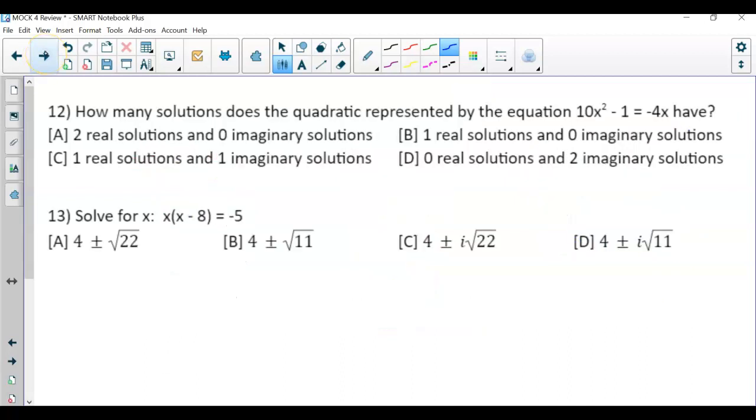Then question number 12 and 13. Then here I'm going to stop this video after these 2 questions, and then I'll create another video for the second half. So question number 12, this is about the number of solutions.